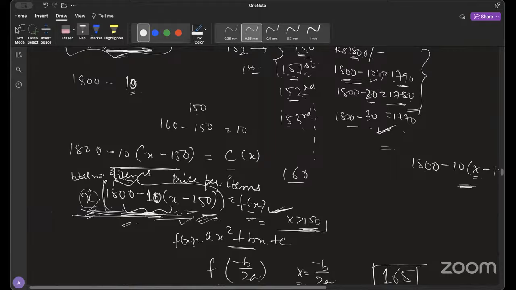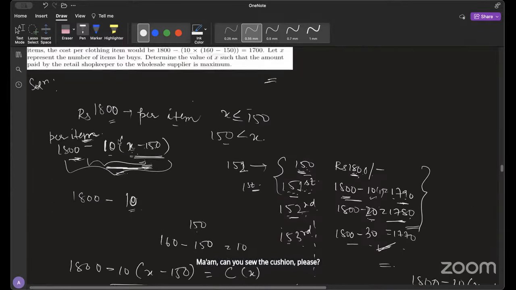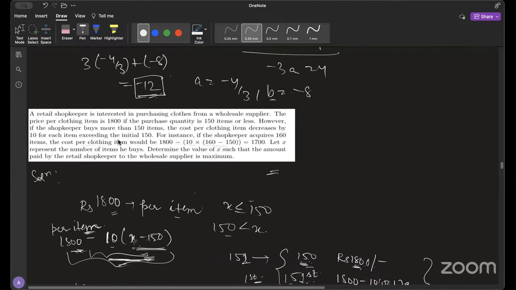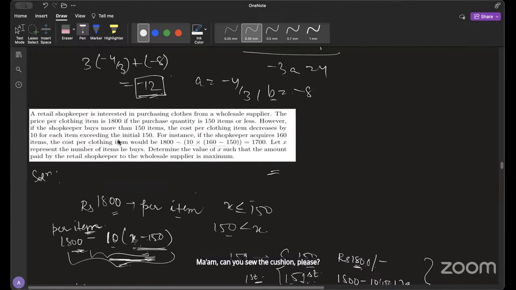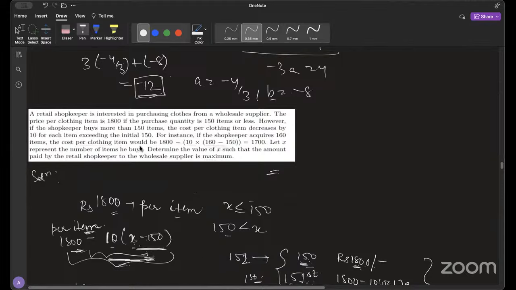Ma'am, can we check the answer? What is the answer according to the book? It's as per this one. It's 165. Okay, 165 is the final answer. Ma'am, can you show the question, please? Okay, ma'am.